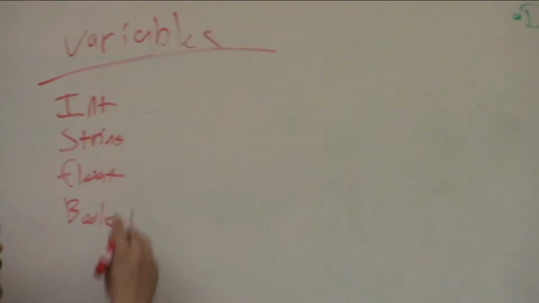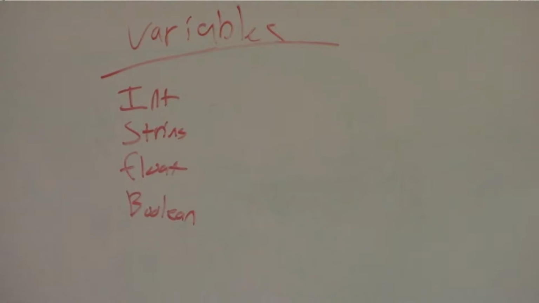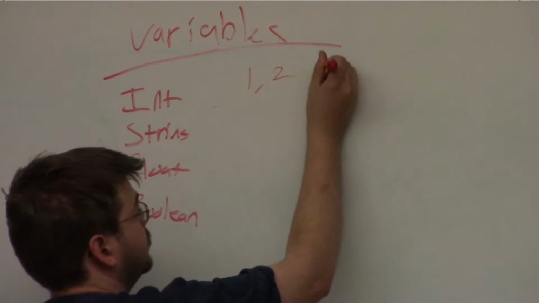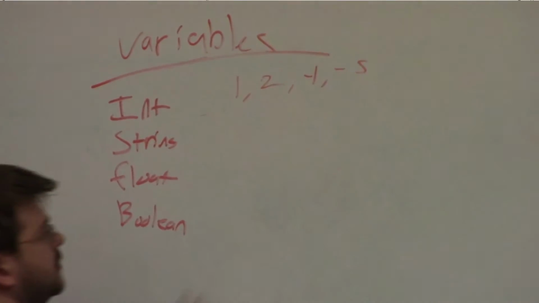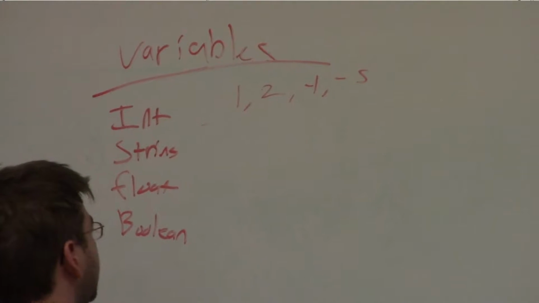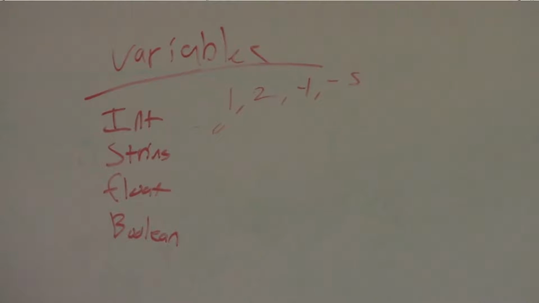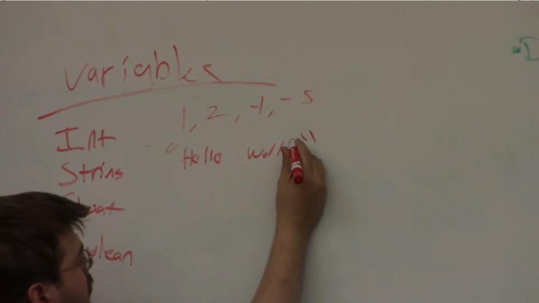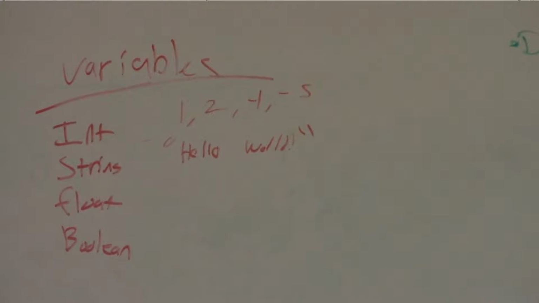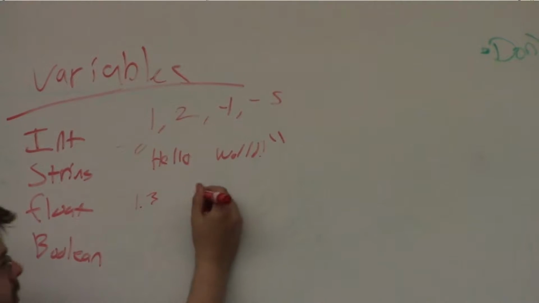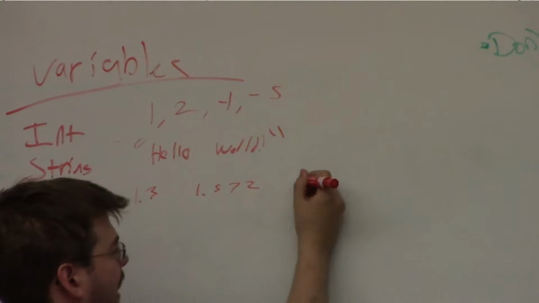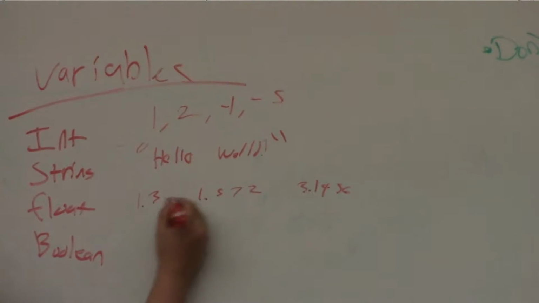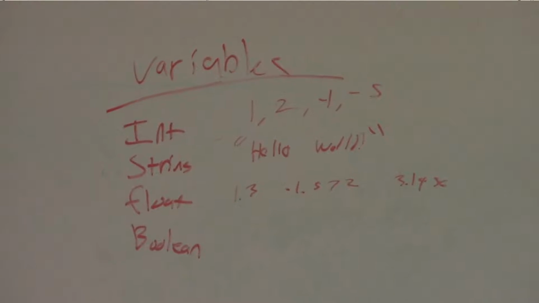An integer is any whole number, basically 1, 2, 3, -1, -2, -3. There's no decimal values. A string is a collection of characters, like letters. A popular one is "Hello World." A float is a number with a decimal value, so 1.3, 1.572, pi 3.14, whatever. Any decimal value can be stored, and negatives can be stored too. A boolean is true or false.